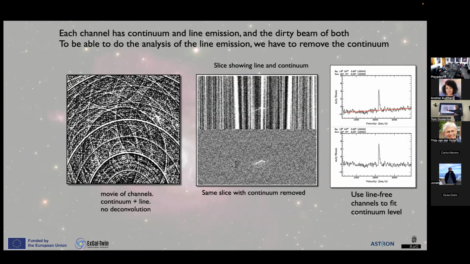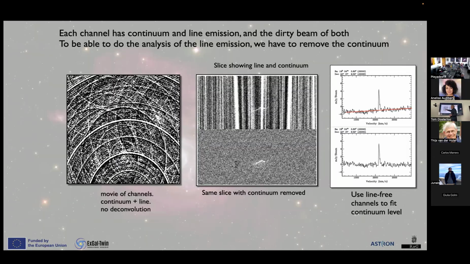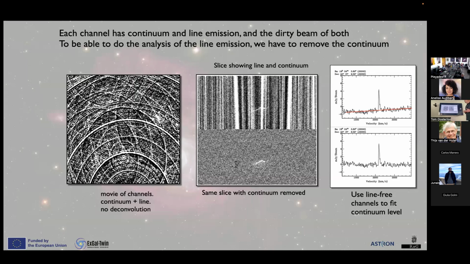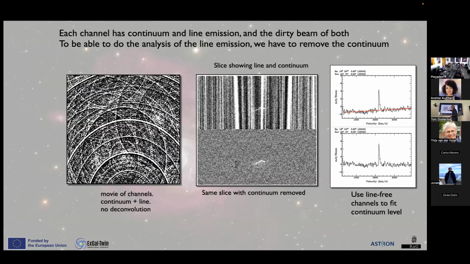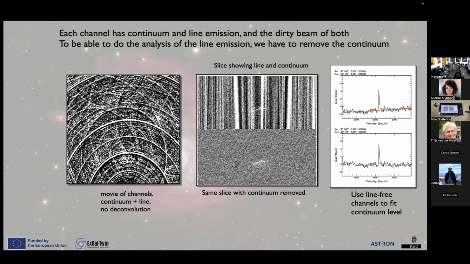This is a movie from Westerbork of the dirty data cube. So this is just the visibilities, Fourier transform, no cleaning, nothing. And you can see here are continuum sources, and these are the rings of the PSF. And we have this ugly PSF in the radio. So this image is covered with continuum sources, but in particular, the grating rings, as we call them, the PSF of continuum sources. If you look carefully, at some point, there is a little bit of line emission, but it's completely swamped by the continuum, and in particular by the PSF of these continuum sources. So we want to get rid of these continuum sources.